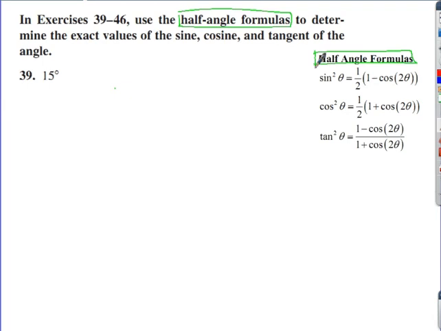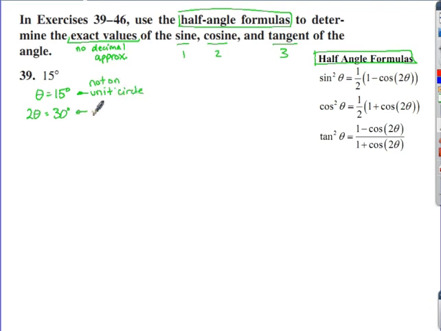It also says to determine the exact values, which means no decimal approximation, of the sine, cosine, and tangent of the angle. So that's three different things to do. Now this example works out really nicely because if theta equals 15 degrees, then 2 theta equals 30 degrees. We don't know theta because it's not on the unit circle, but 2 theta is on the unit circle.